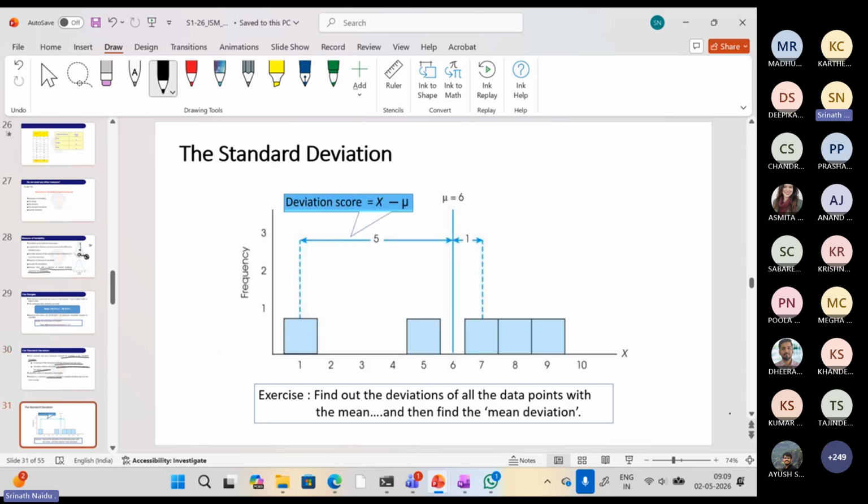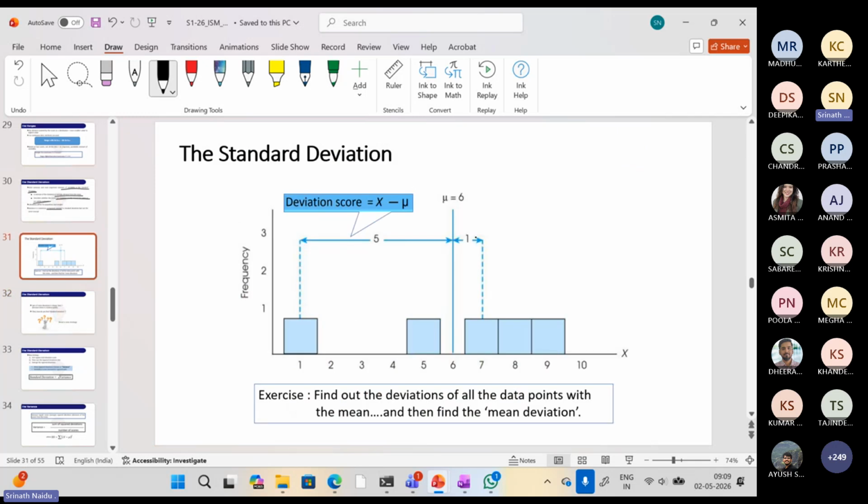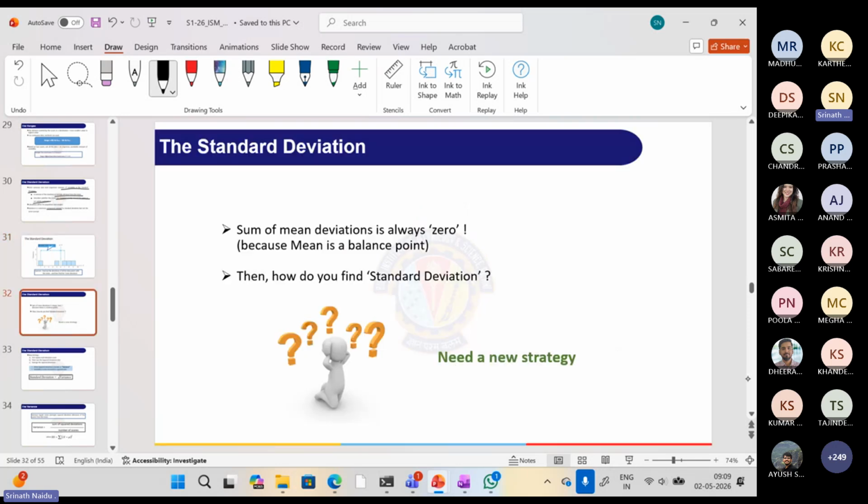If you look at this slide here, this is a standard deviation. So here's your mean, mu. If you look at this particular score, you see that the deviation is 5. If you look at this score, the deviation is only 1. Now, if I were to sum up all the deviations, without raising them to the power 2, just sum them all up, you get 0. So the average deviation is going to be 0. This is what I just said about the mean being a balance point. We've already covered all of this.